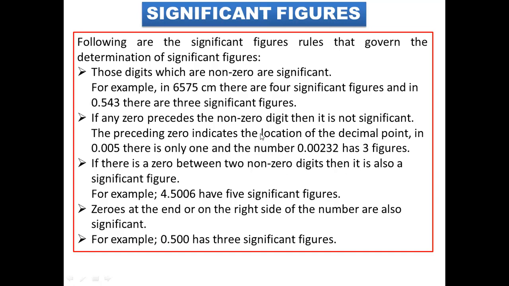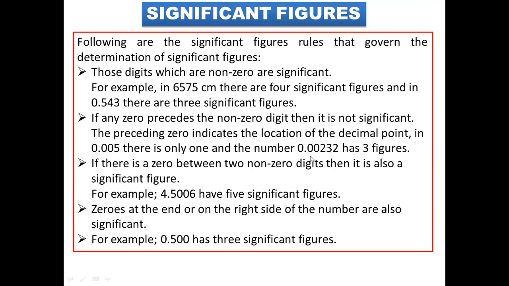If any zero precedes the non-zero digit, it is not significant. The preceding zero indicates the location of the decimal point. For example, in 0.005 there is only 1 significant figure, and the number 0.0232 has 3 significant figures. This is called a preceding zero. Before the non-zero digit, these zeros are not significant, so here only one significant figure, that is 5.